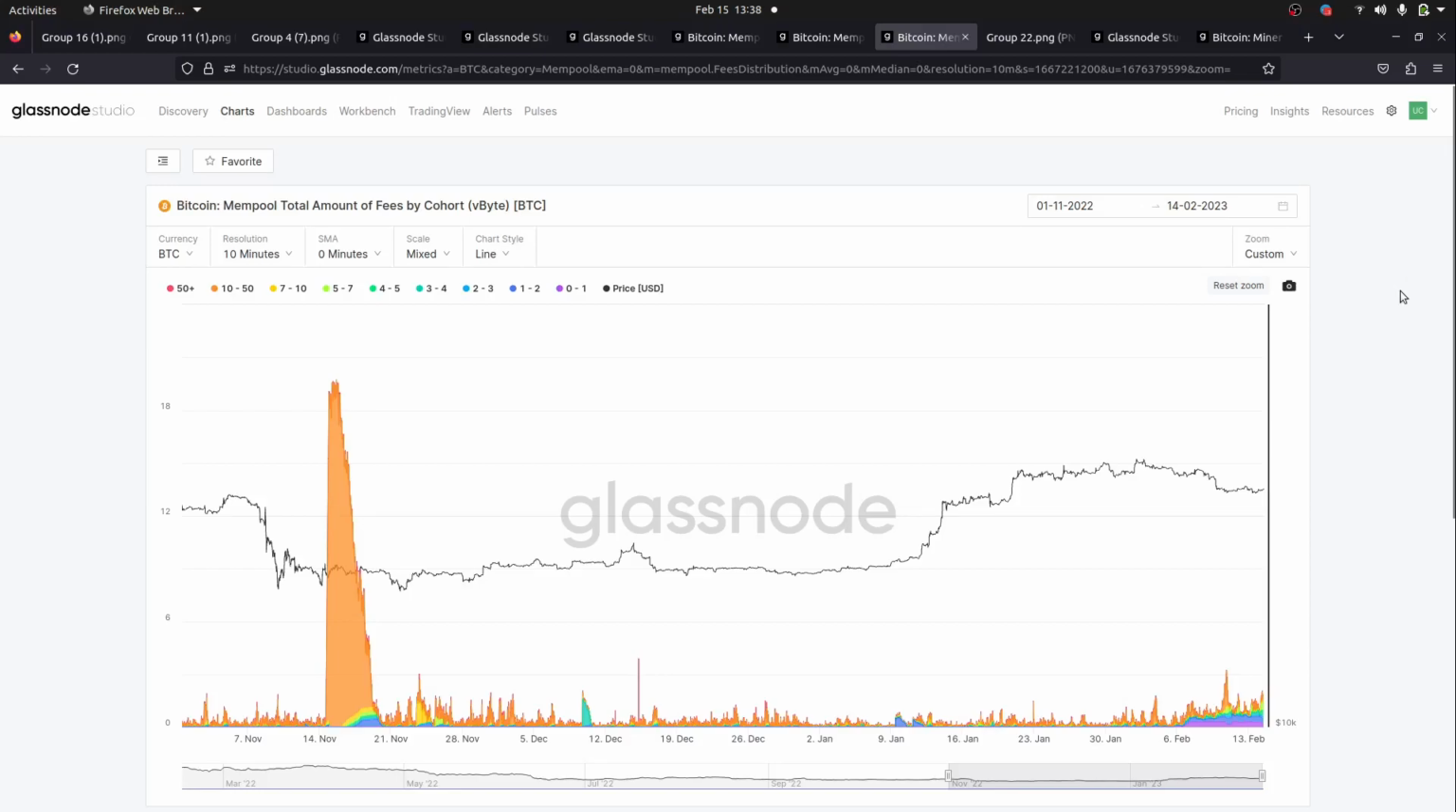In terms of the fees, right? We're talking about this fee pressure. If there's a lot of demand for block space, but it's only paying a low fee, yes, you're filling those blocks, but you're also not paying a huge amount of fee.